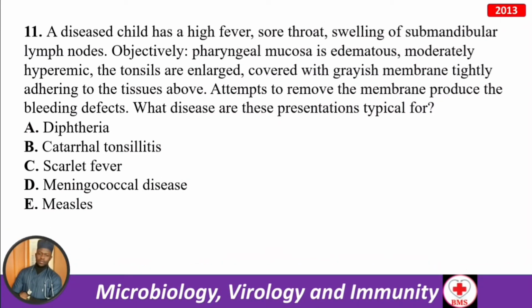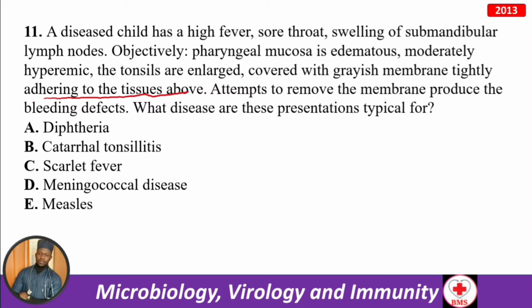A diseased child has a high fever, sore throat, swelling of submandibular lymph nodes. Objectively, the pharyngeal mucosa is edematous, moderately hyperemic. The tonsils are enlarged, covered with grayish membrane, tightly adhering to the tissues above. Attempts to remove this membrane produces bleeding defects. What disease are these presentations typical for?